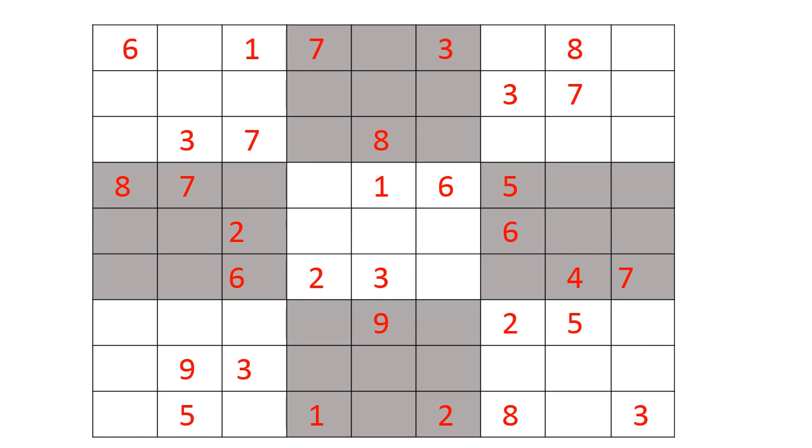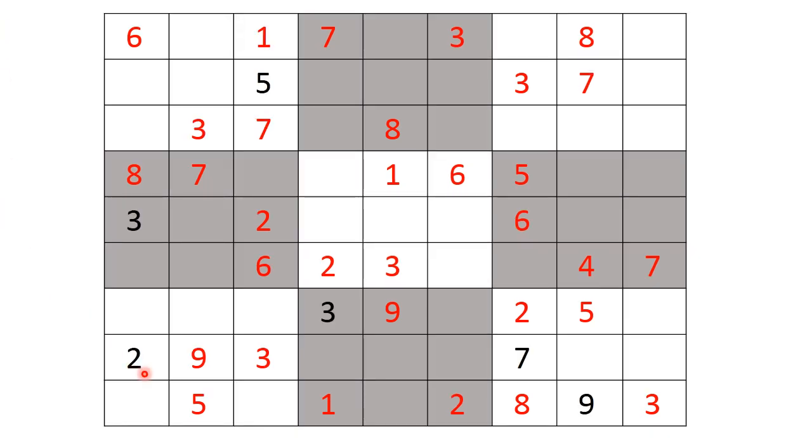Sudoku comprises a few main, important rules. Let me tell you about that. In sudoku, each row, column and each box must contain the numbers 1 to 9, and they must not repeat. And here we go, solving.